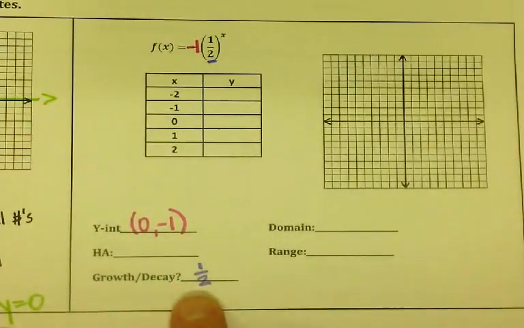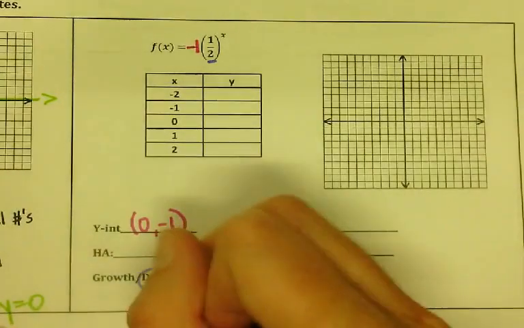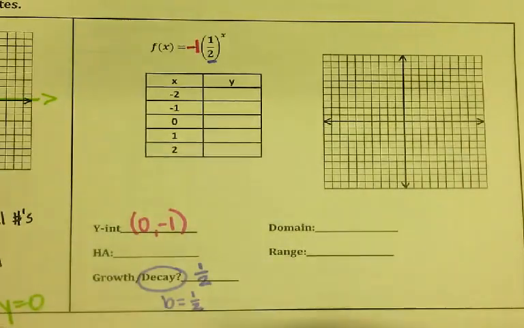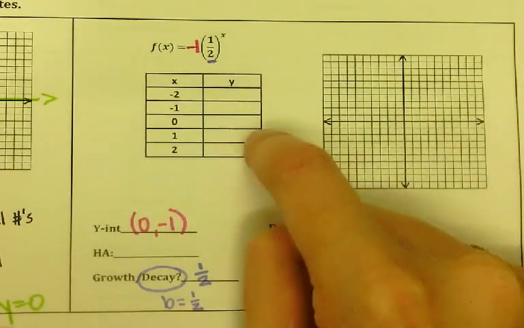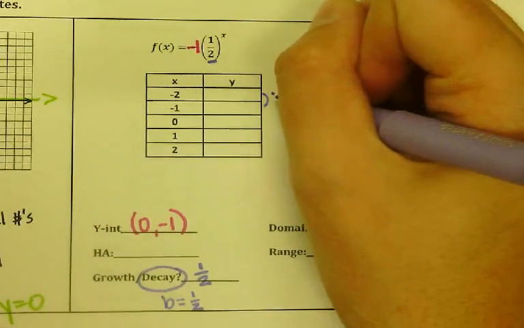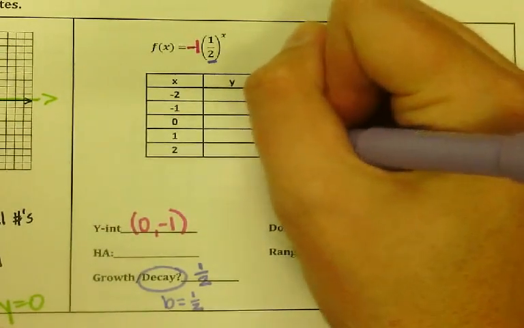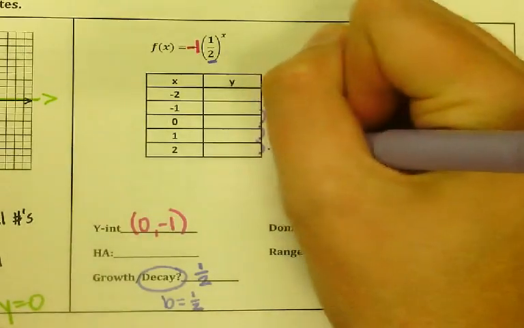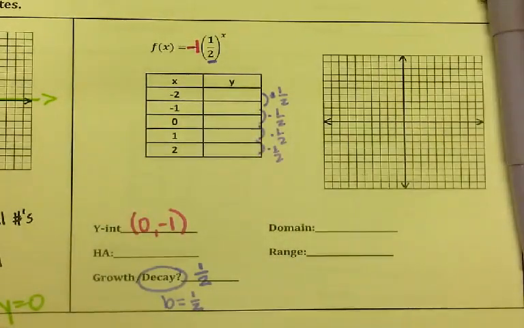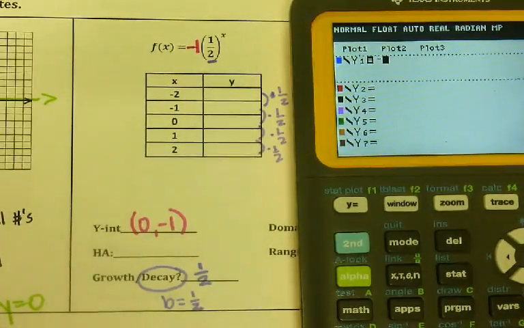So, guys, my 1/2 means that this is going to be decay. So always look at your b value to decide if it's growth or decay. And so that means what we're doing here is we would be multiplying by 1/2 each time. So that's what my y value should be looking like. We're going to be multiplying by 1/2. So let's see how this actually looks so we can identify our horizontal asymptote and all of our things here.